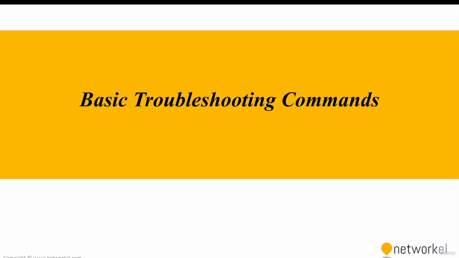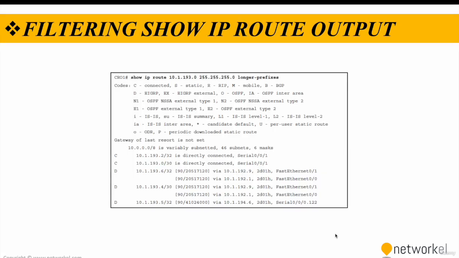In this video, we will talk about some of the basic filtering and troubleshooting commands. So let's start with filtering the show IP route output. Filtering the output of the show IP route command on Cisco devices is useful for reviewing specific routing information or routes that meet particular criteria.